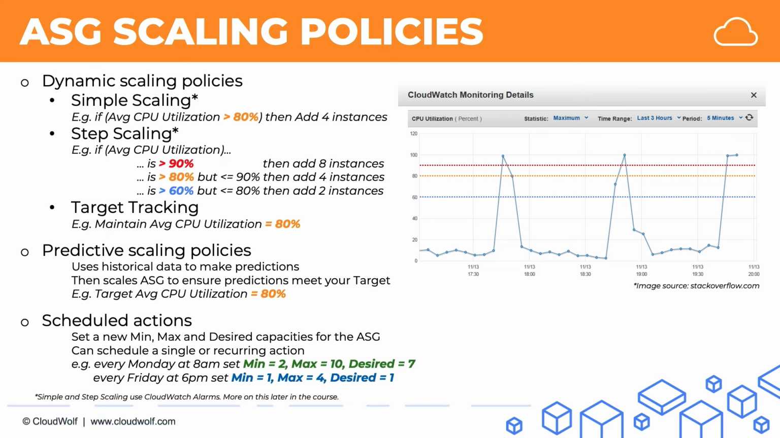And then on the Friday, just after people leave for home, you don't need that many instances running this application over the weekend. So you can set this to min 1, max 4, and desired equals 1. So there you go. That's how scaling policies differ. And these are the things that can come up on the exam.